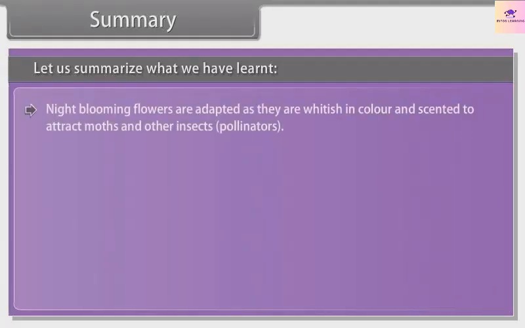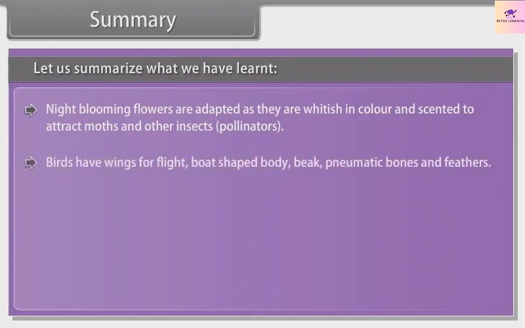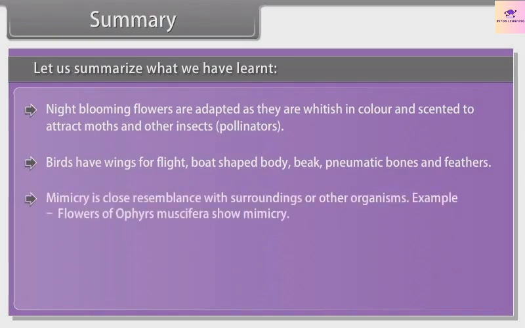Night-blooming flowers are adapted as they are whitish in color and scented to attract moths and other insects, pollinators. Birds have wings for flight, boat-shaped body, beak, pneumatic bones, and feathers. Mimicry is close resemblance with surroundings and other organisms. Example: flowers of Ophrys muscifera show mimicry.